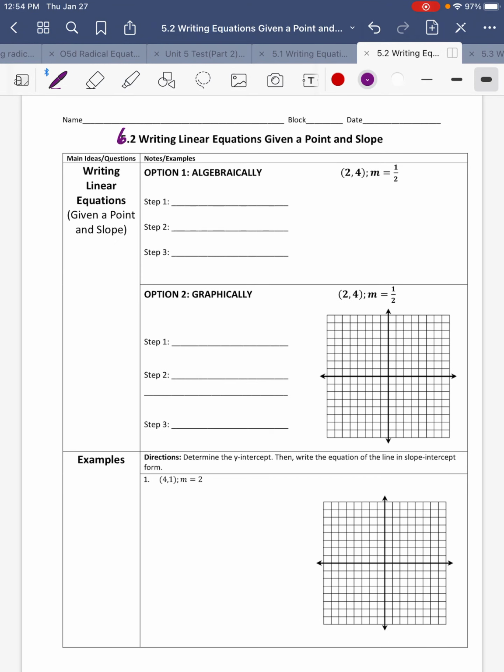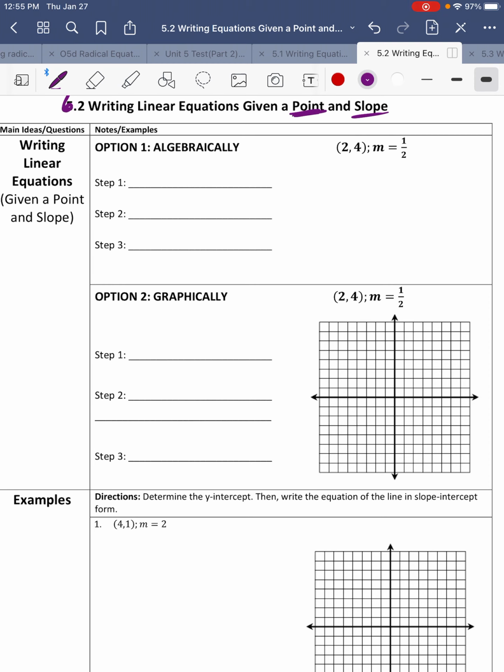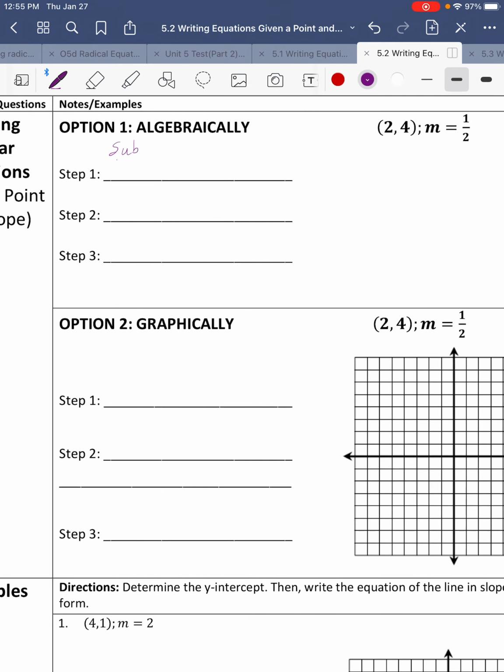Alright, today we're going to do 6.2. So unit 6.2. Today we're writing linear equations given a point, so a coordinate, and a slope, the m. So step one is we are going to substitute the x, y, and m into y equals mx plus b.